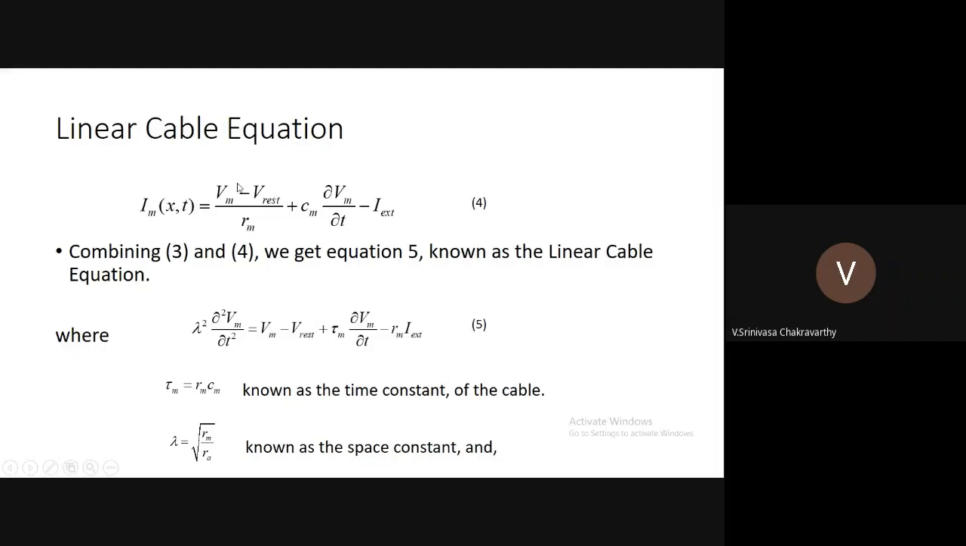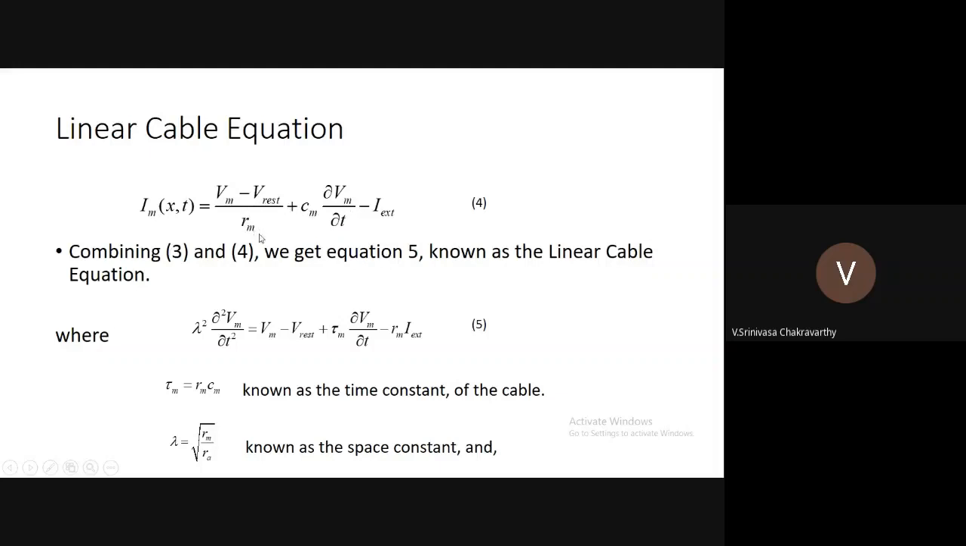The resistive current, the current through RM, is simply given as Vm minus Vrest by RM. The capacitive current is given as Cm dou Vm by dou T, and the external current is given as minus Ix, because these two are outgoing currents.